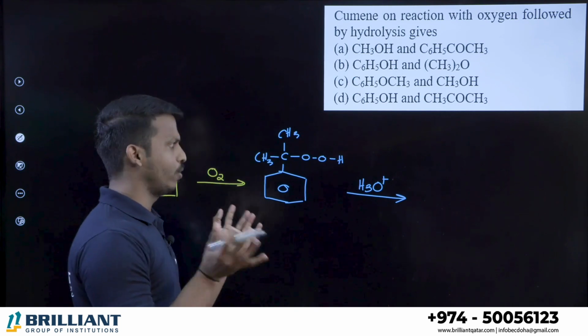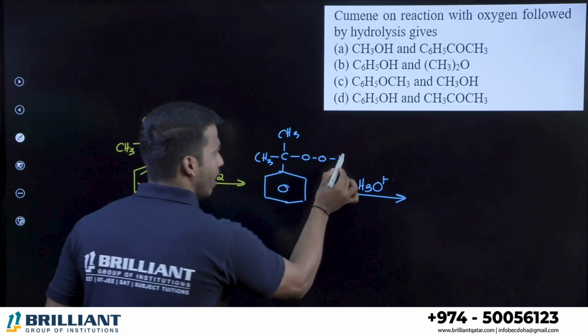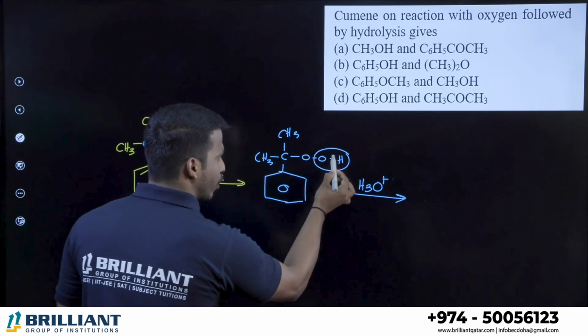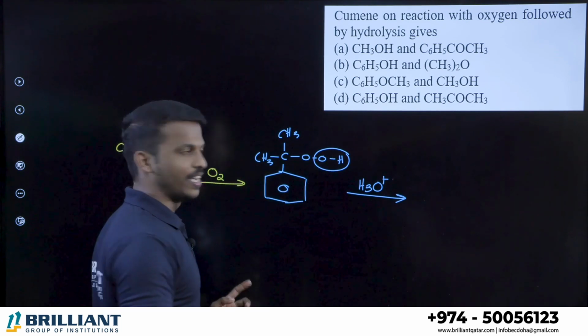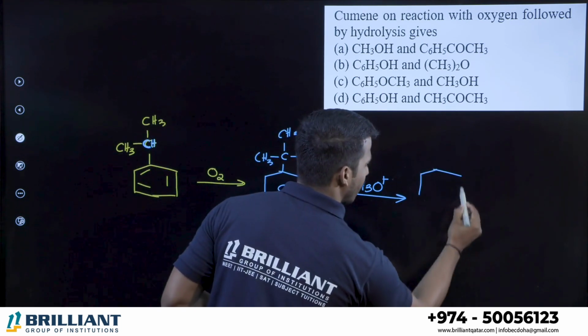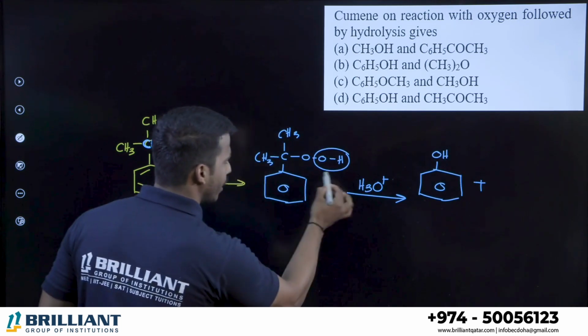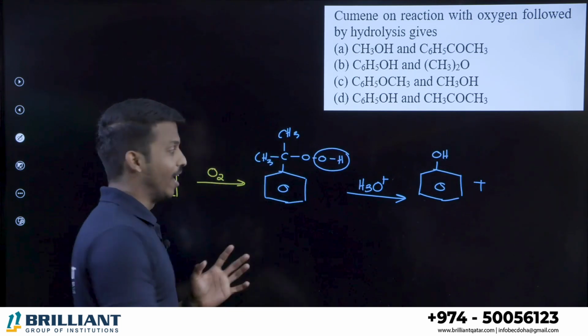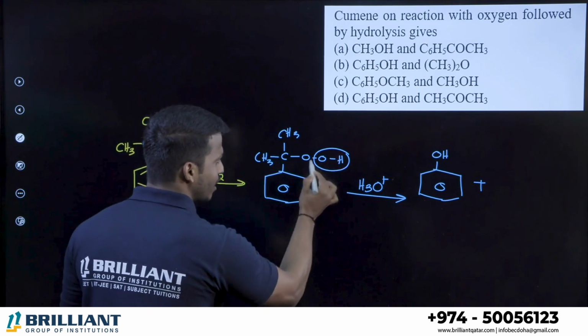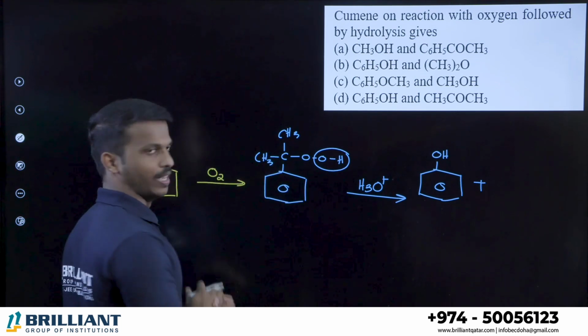There is a very simple way you can remember the product. Take this OH group and directly add it to the benzene ring. What will you get? You will get phenol, OH. This is only to remember, okay? Just a short trick: take this OH group and add it to this benzene.